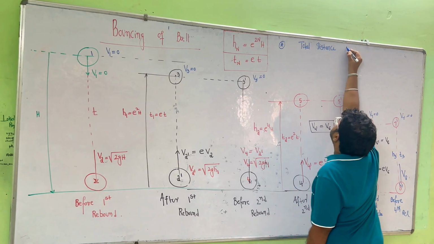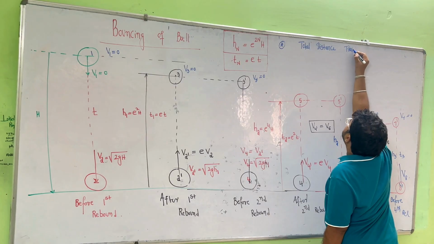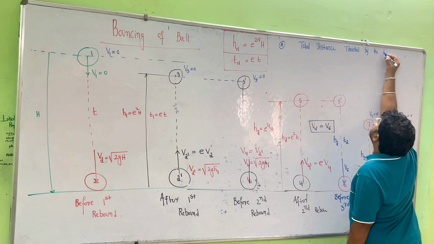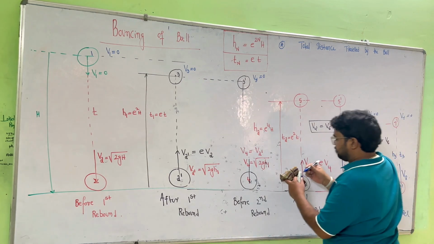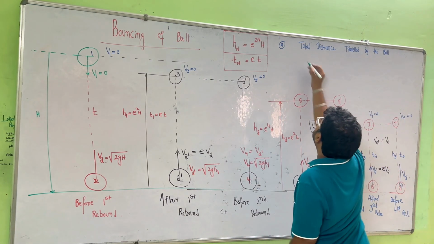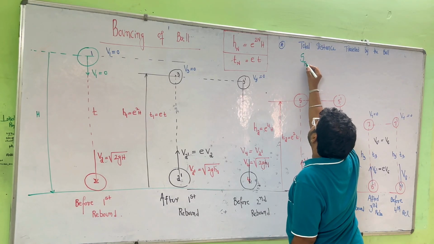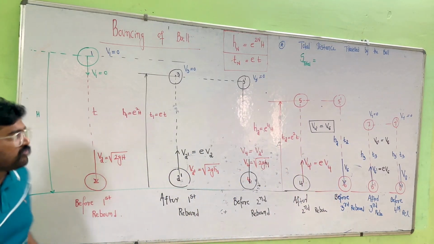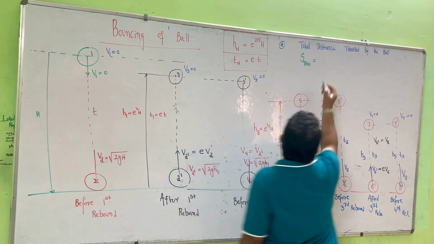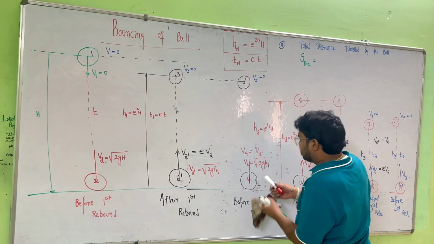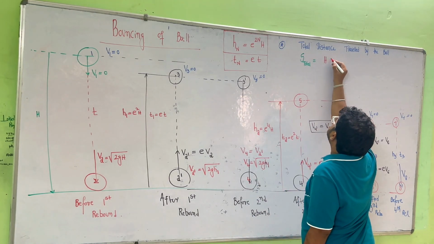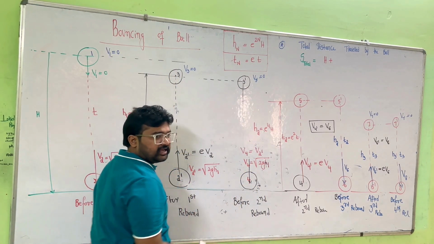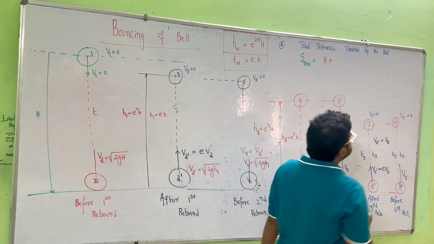Total distance traveled by the ball. Yes, total equal to total distance traveled by the ball. Yes, total ఎలా వస్తుంది చెప్పండి. ఫస్ట్ క్యాపిటల్ హెచ్ వస్తుంది. తర్వాత క్యాపిటల్ హెచ్ ప్లస్ తర్వాత కింద నుంచి పైకి h1 మళ్ళా పై నుంచి కిందకి ఇంకొక h1.